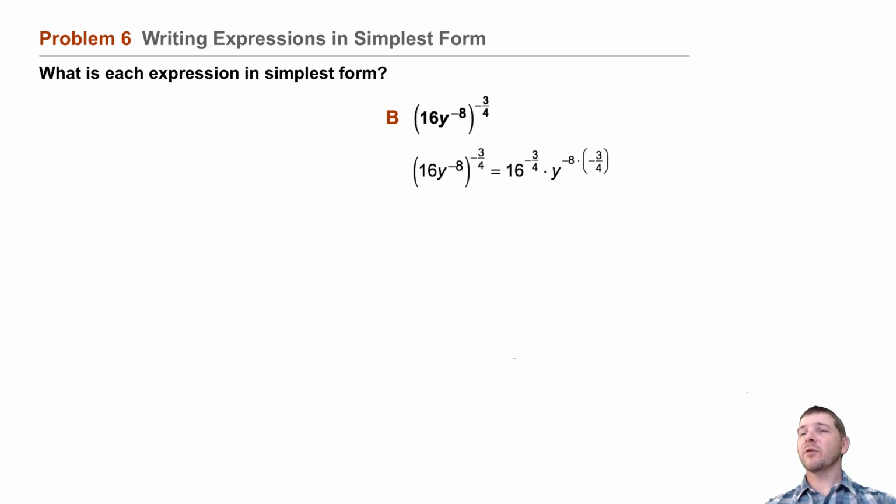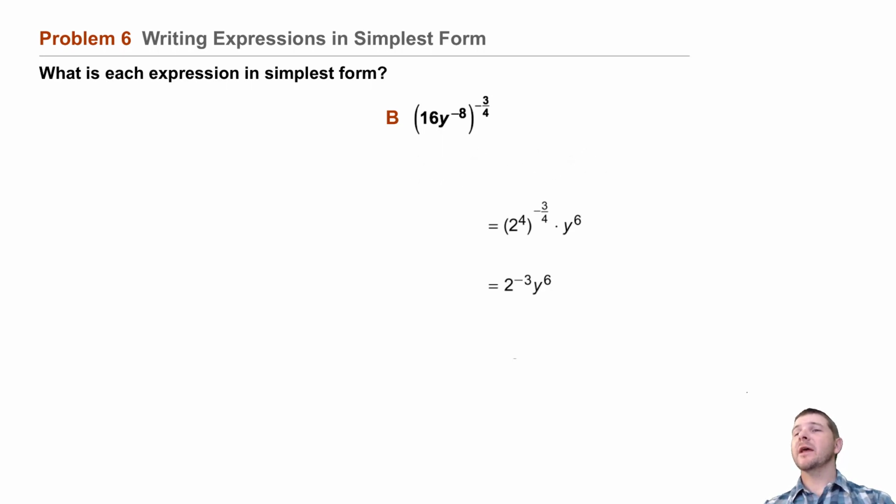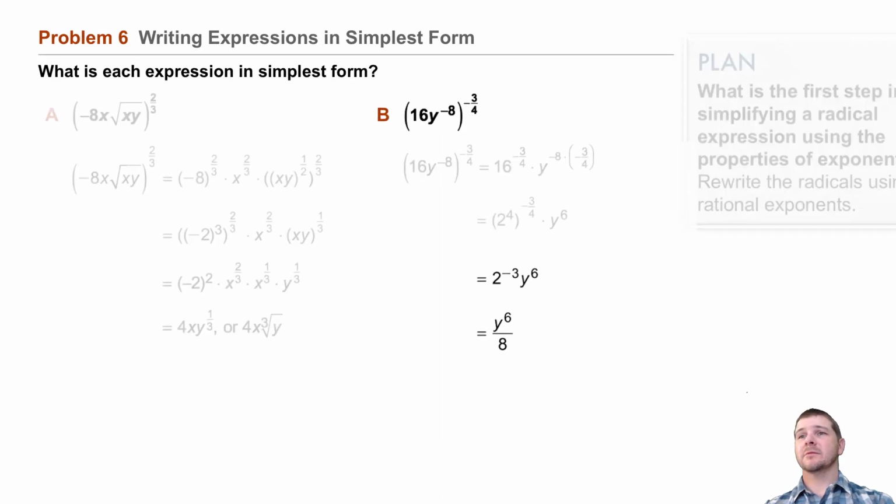16 is the same as 2 to the 4th power, so our expression becomes 2 to the 4th raised to the negative 3/4 times, and now y to the negative 8 times negative 3/4 becomes y to the 6th power. So we have 2 to the negative 3rd, y to the 6th power, which becomes y to the 6th power over 8.